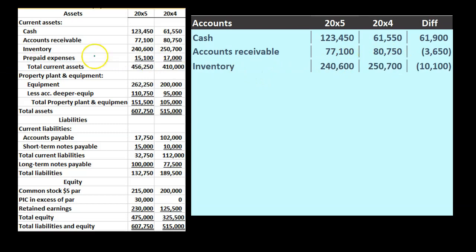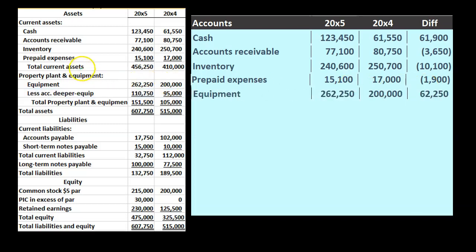Then we're going to have the inventory. So the inventory is another asset. We're just pulling over these two numbers. It started at 250,700, went down to 240,600, decrease of 10,100. And then we're going to go to prepaid expenses. We're just going right down the line here. Was at 17,000, now at 15,100, decrease 1,900.